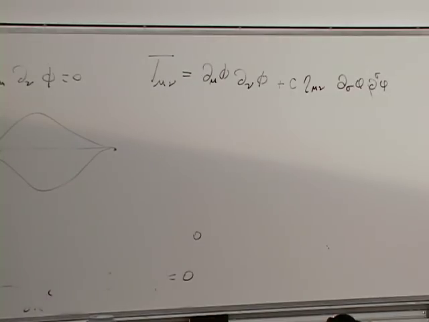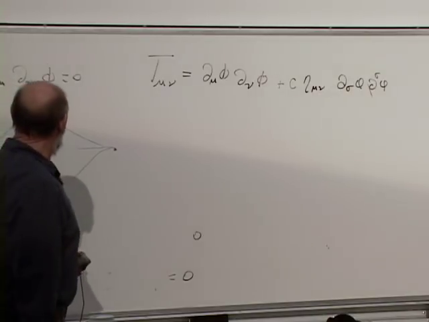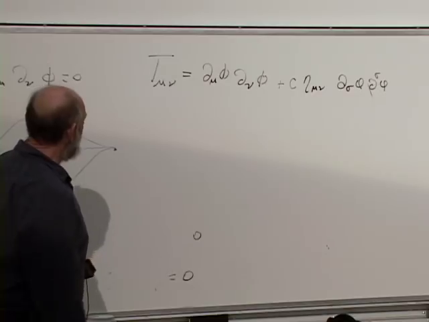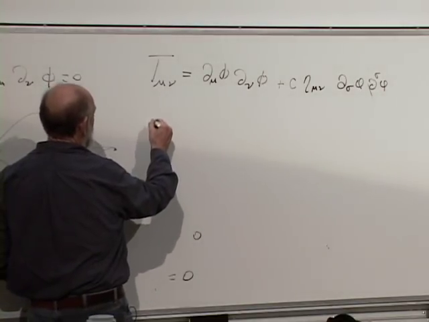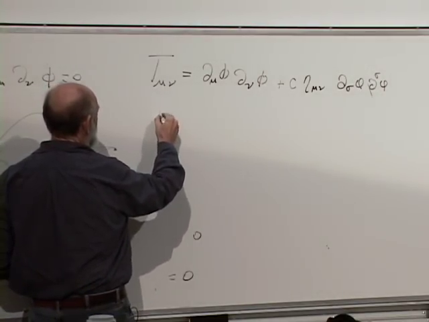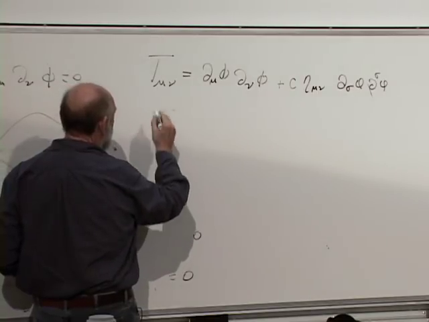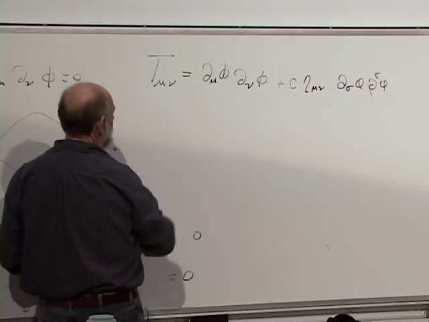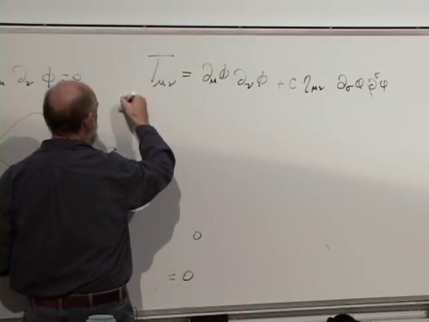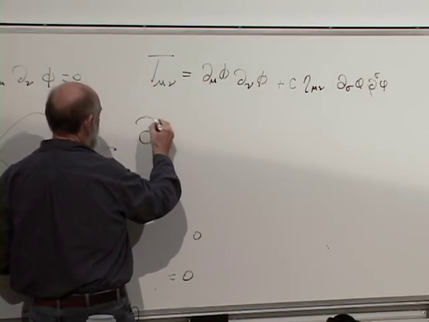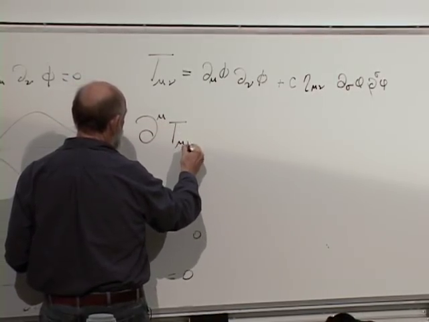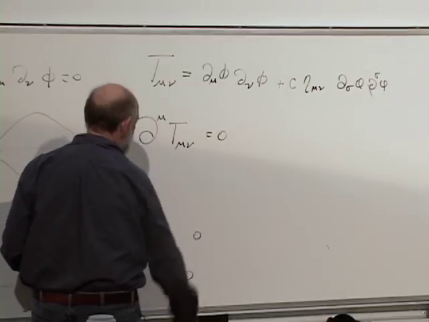Good. Now what I want to do is figure out if there's any value of C which will ensure that the continuity equation is satisfied. The continuity equation is d super mu T mu nu is equal to zero.